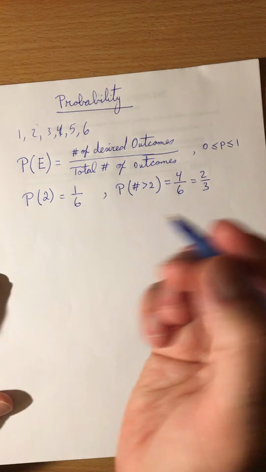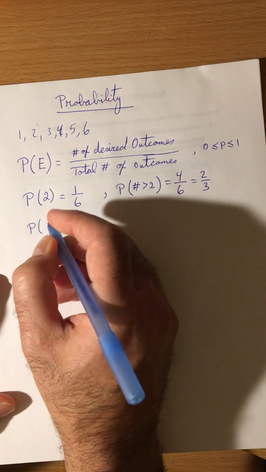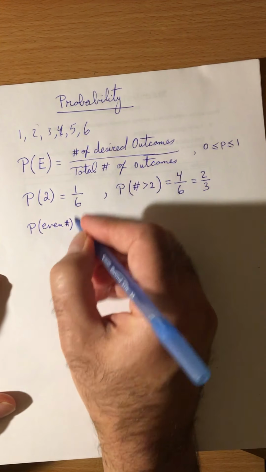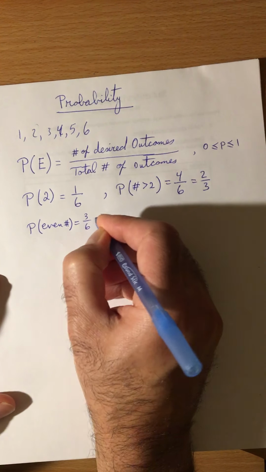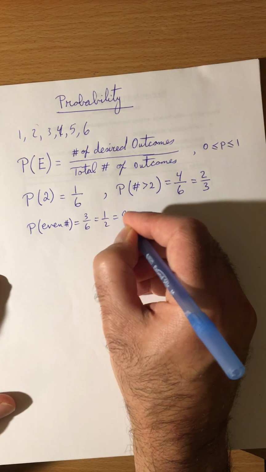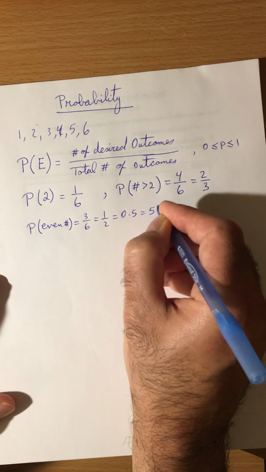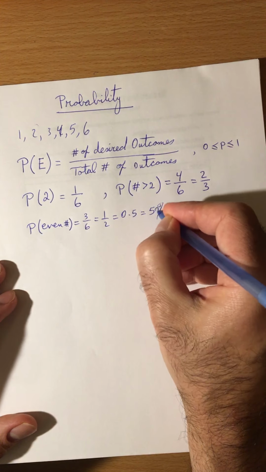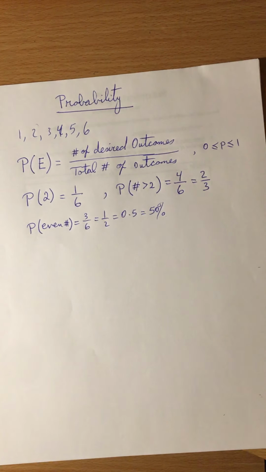Or, as I said, what's the probability of rolling an even number? We have 3 even numbers, which is 3 out of 6 or 1/2, or you can write it as 0.5, or you can write it as 50%. Oops, 50%, not 5%. Fraction, decimal, percent, doesn't matter. They all mean the same thing. But it's always a number between 0 and 1.